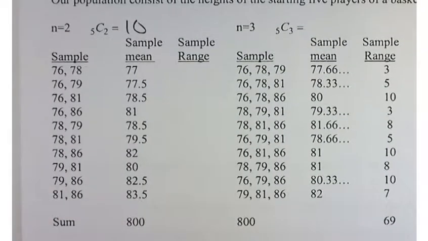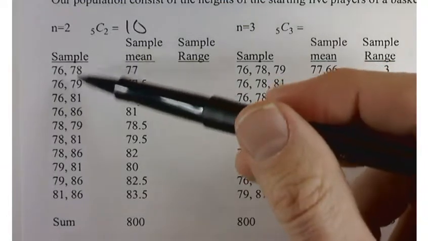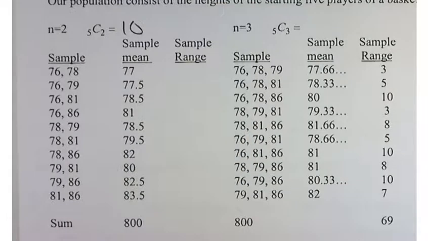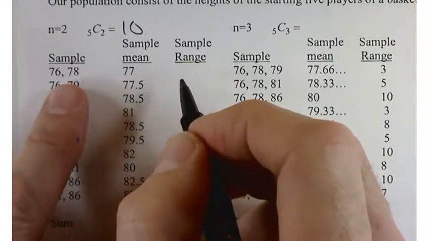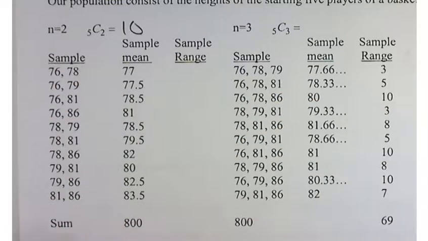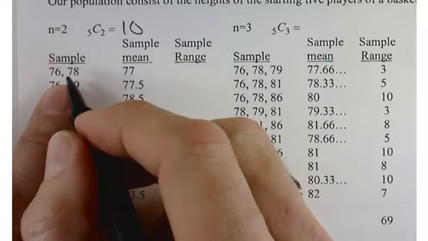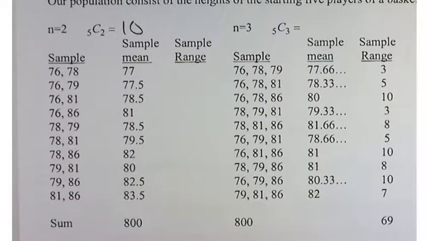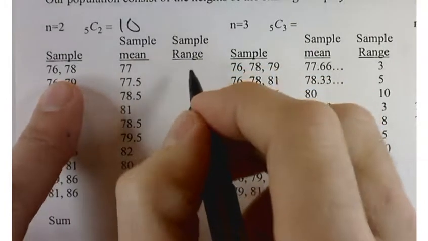And here's those samples. Here's all the different 10 ways you can choose 2 people from that team. Okay. Well, then what? Let's take a look at the sample range. So the sample range, what is the range? Remember? Yeah, the max minus the min. So in this case, it's just the difference of these two.